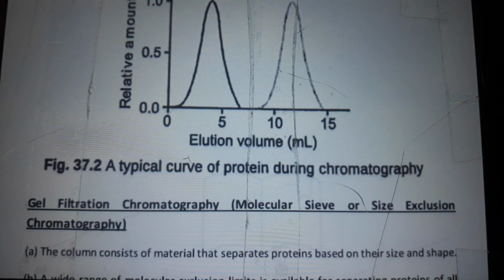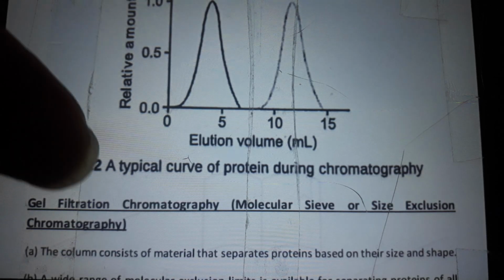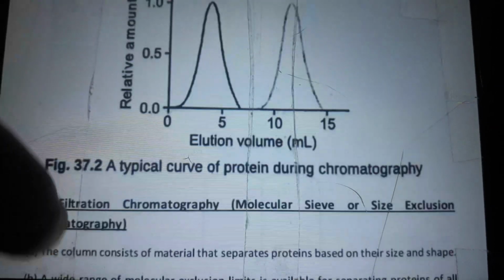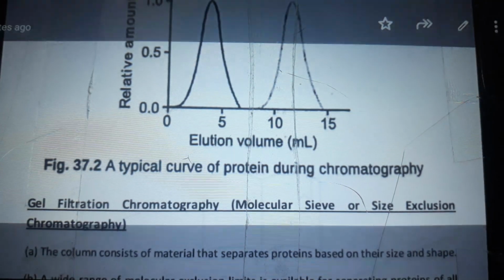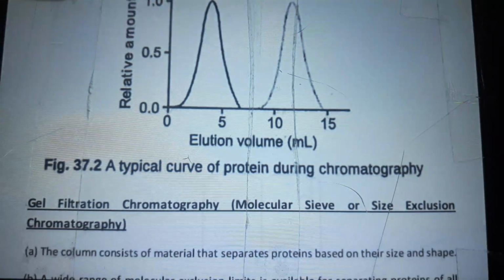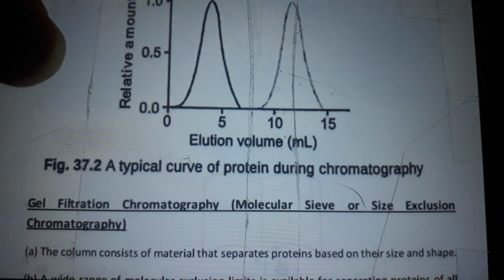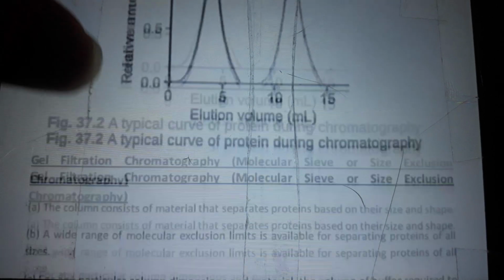This is a diagram of a typical elution curve of protein during chromatography, and the topic will be gel filtration chromatography, molecular sieve, or size exclusion chromatography. Before that, have a look at the diagram. There's the relative amount going upwards on the vertical axis, and the other one, elution volume in ml, on the horizontal axis.